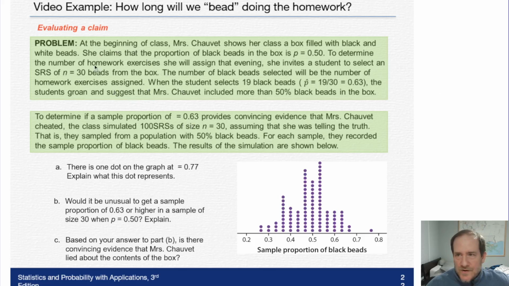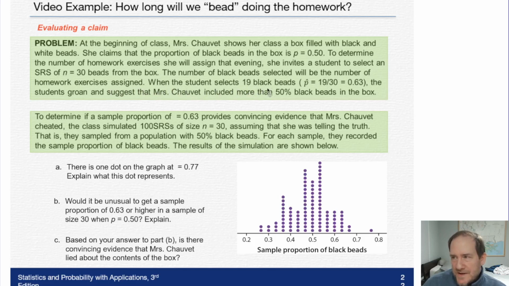So a lot of text here. I'm going to read through it because it's important we understand it. It says, problem: at the beginning of class, Mrs. Chauvet shows her class a box filled with black and white beads. She claims that the proportion of black beads in the box is 0.50, meaning it's 50-50. Half of the beads are black and half are white. To determine the number of homework exercises that she'll assign that evening, she invites a student to select a simple random sample of n equals 30 beads from the box. The number of black beads selected will be the number of homework exercises assigned.